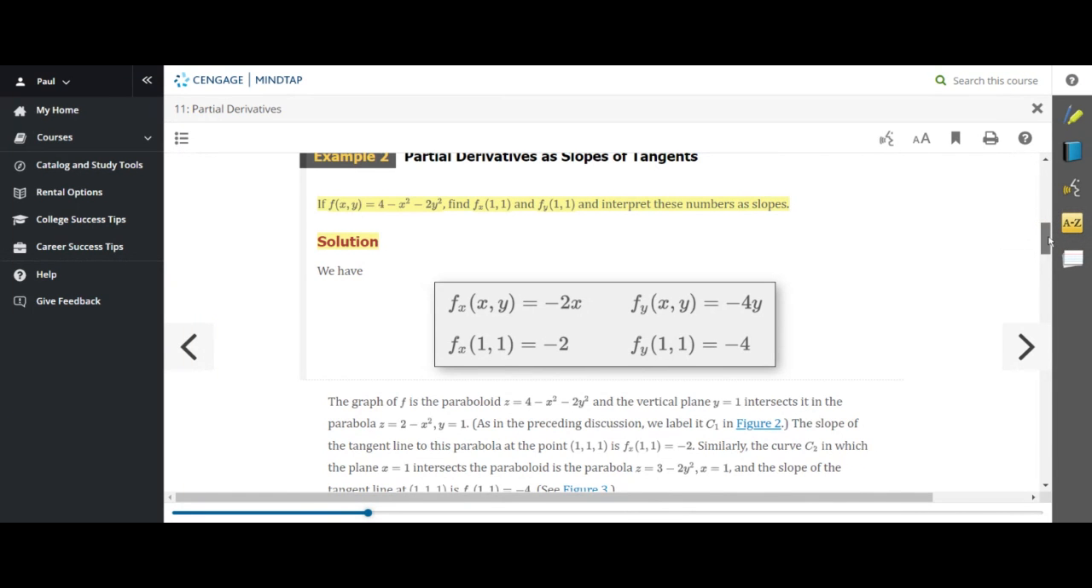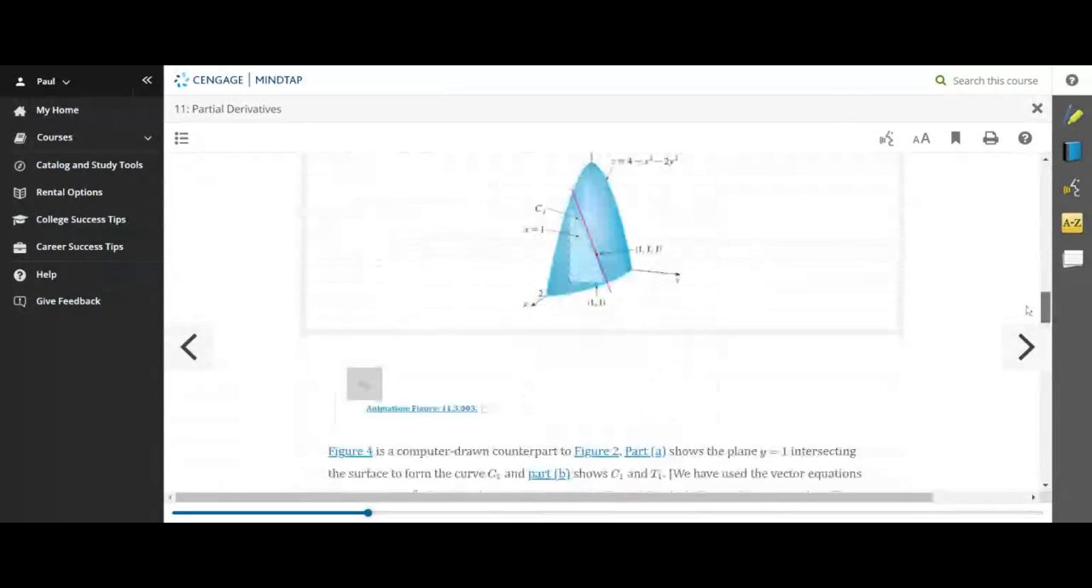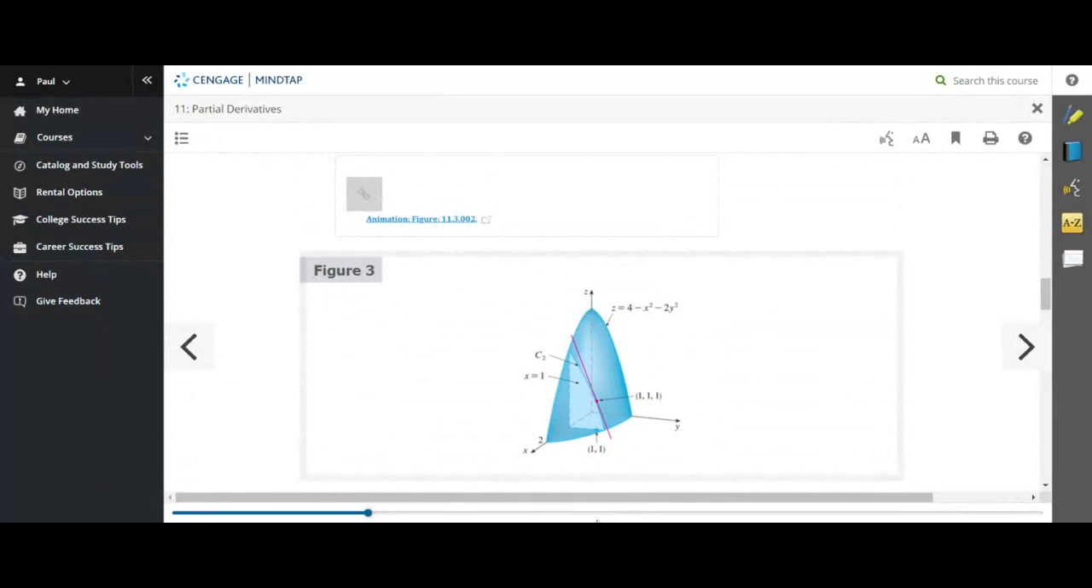So how do we interpret that? Let's go down to figure 3. In figure 3, they draw a tangent line at the point (1, 1, 1). Think of the slope of that tangent line as you move in the direction of the positive y-axis, as y increases. Does the slope of that tangent line appear to be positive or negative?